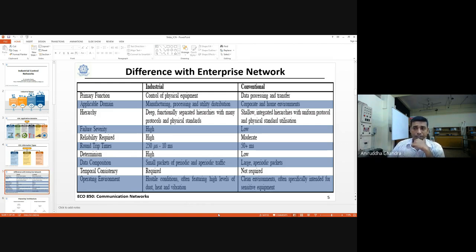Now, the failure severity is obviously high in industrial, because if the data transfer is not successful, then they can cause a havoc. Similarly, the reliability is also very high in industrial, but they are low and moderate respectively for the conventional networks. Now, the round trip times, what we mean by that?